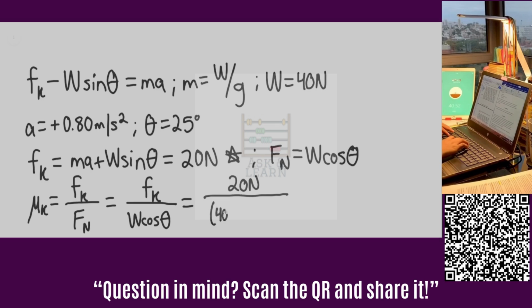by 40 newtons multiplied by cosine of 25 degrees, and we find that then the coefficient of kinetic friction is equaling 0.56. This would be our final answer. That is the end of the solution.